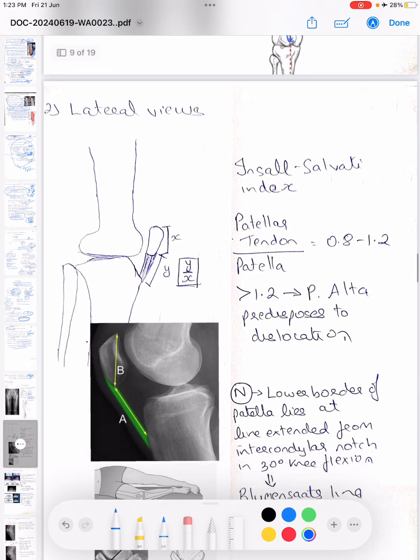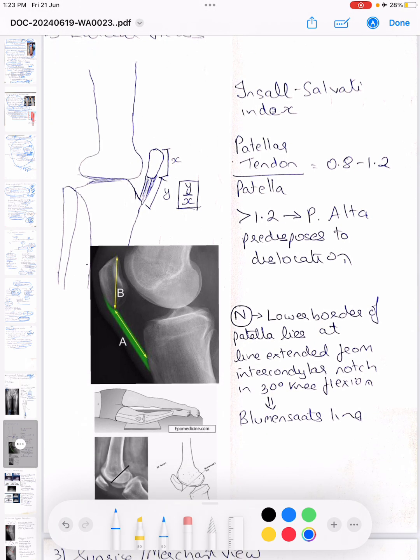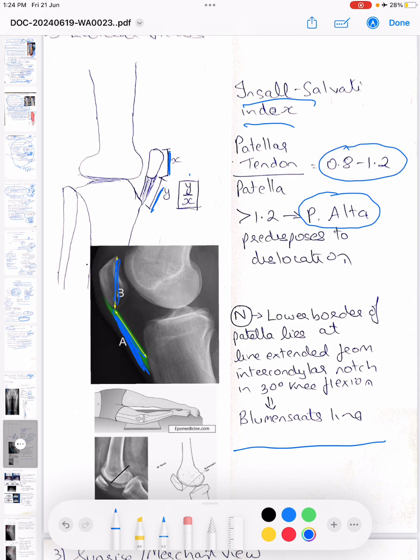In the lateral view, we need to evaluate for an important causative factor, that is the patella alta. Right? And the Blumensaat's line, the position of the patella. So what is the Insall-Salvati index? It is the ratio of the length of the patellar tendon to the patella. Normally it is between 0.8 and 1.2. If it is more than 1.2, you call it patella alta, which predisposes to recurrent patellar dislocation.